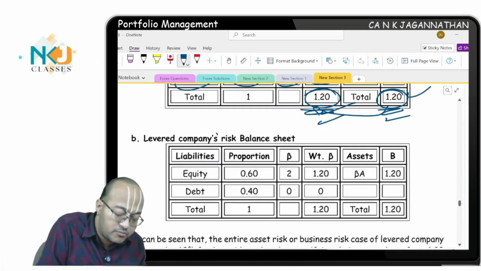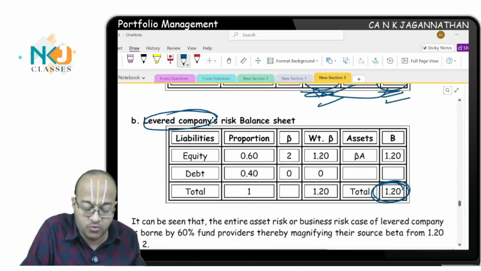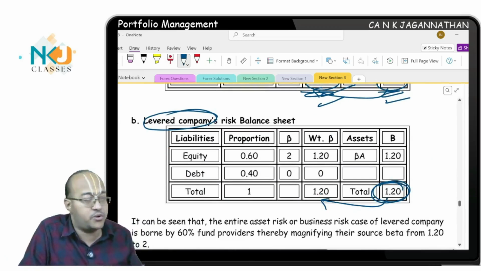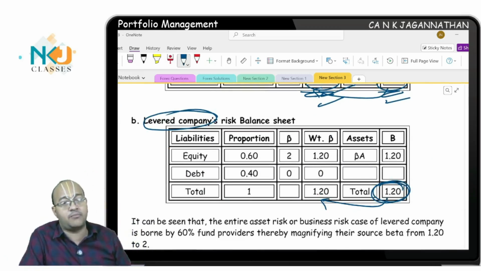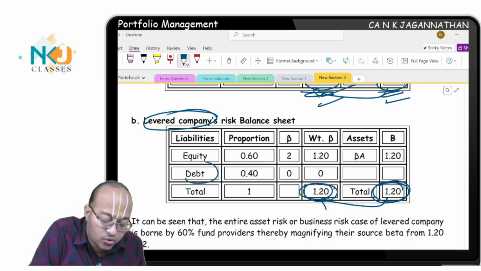Now come to the levered company. Here only is the catch. Now asset beta comes to how much? 1.2. Now the weighted average beta, the liability beta, should also be 1.2. Agreed. But here what happens? Debt holders take no beta, 0 beta.